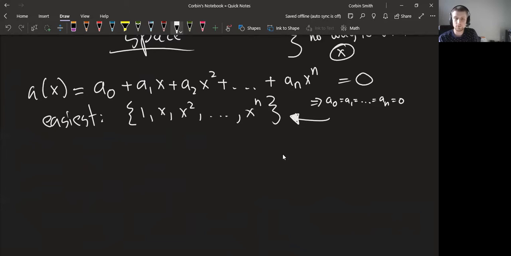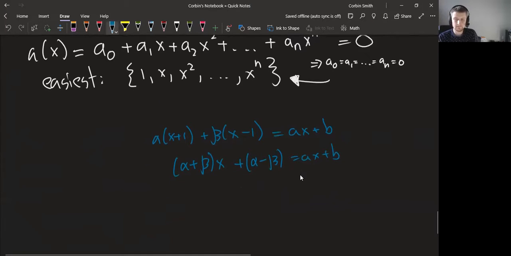Let's say you wanted to write the polynomial ax plus b. Okay, just to be general. So let's say alpha times (x plus 1) plus beta times (x minus 1) is equal to ax plus b. So you get (alpha plus beta)x plus (alpha minus beta) equals ax plus b. That means alpha plus beta is a and alpha minus beta is b. So basically what it comes down to is solving a system of linear equations, right?